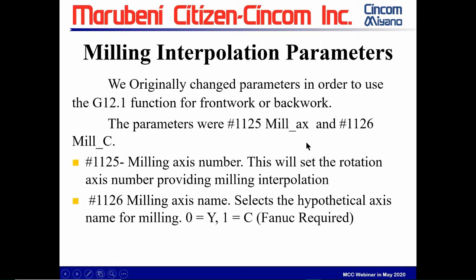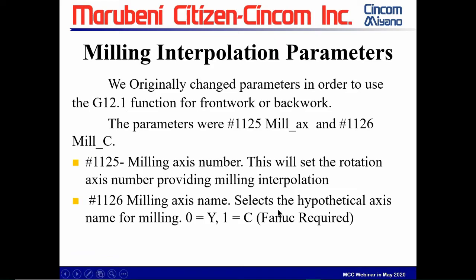Milling interpolation has parameters. Originally, before the middle of the run of the L520, we had to physically change the parameters for the mill X and the mill C. These parameters controlled where milling interpolation was used. Number 1125, milling axis number, set the rotation axis for milling interpolation. 1126 chose the axis name. Now this was done on the L520 Type 7s.